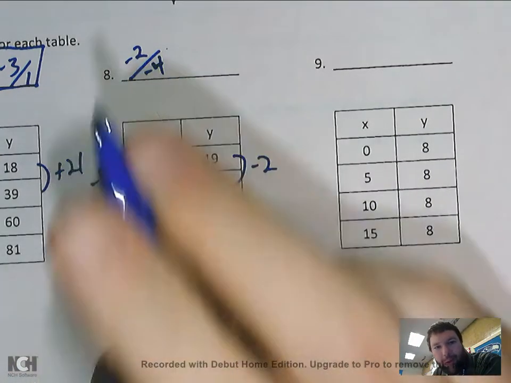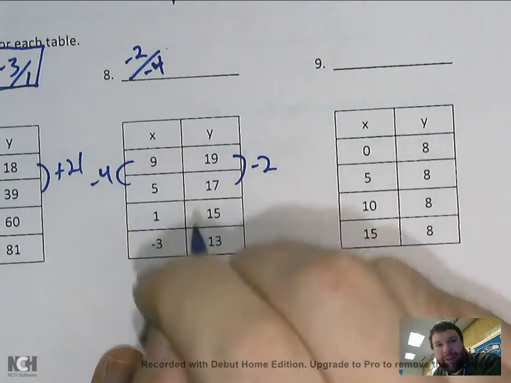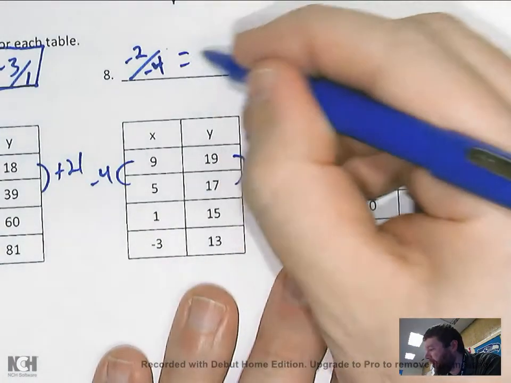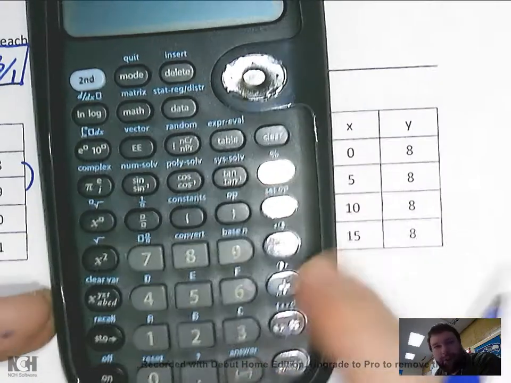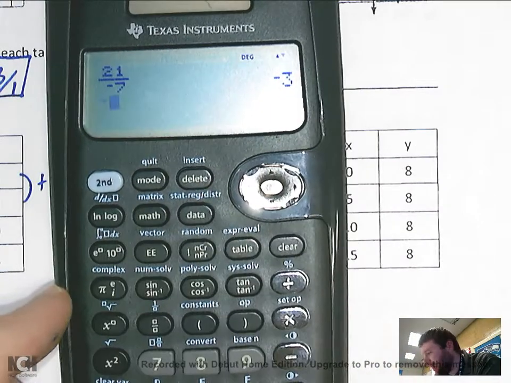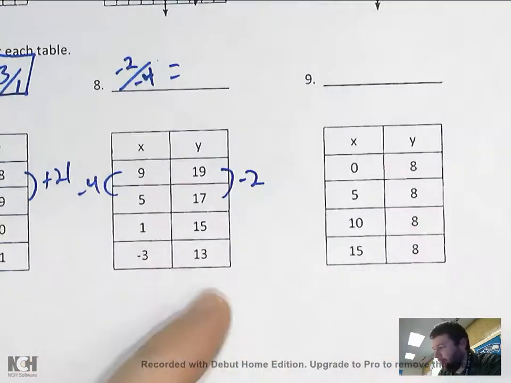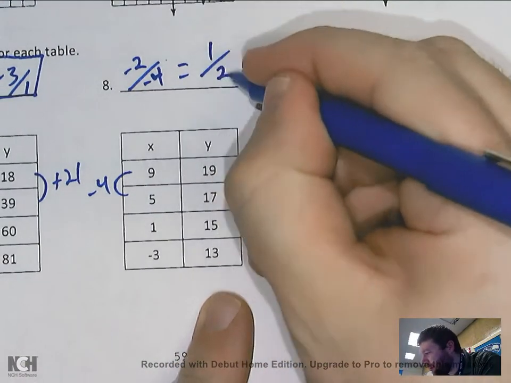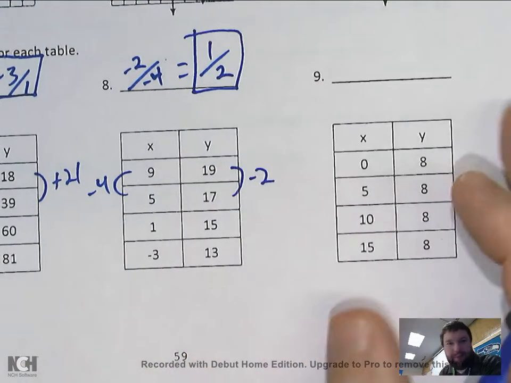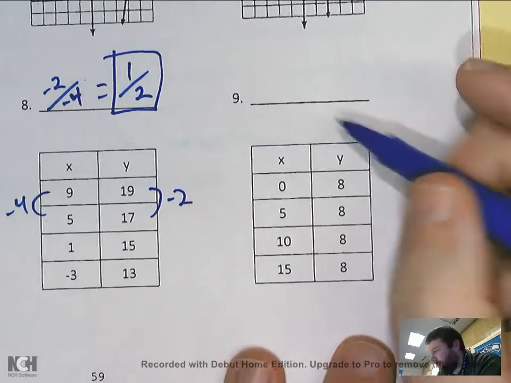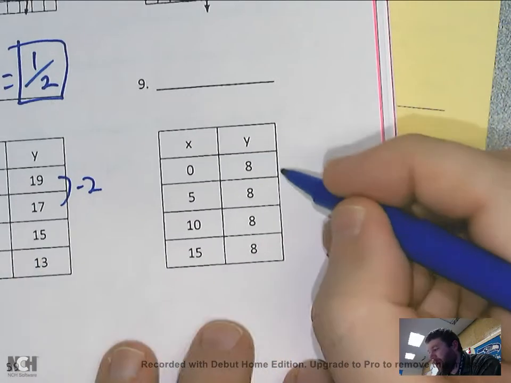Again, this would be wrong, even though it's technically what's happening, because it can simplify. It can simplify to 1 over 2. And again, you can check that. Negative 2, fraction button, negative 4. You get 1 over 2. 1 over 2 is the correct answer. The most correct answer.